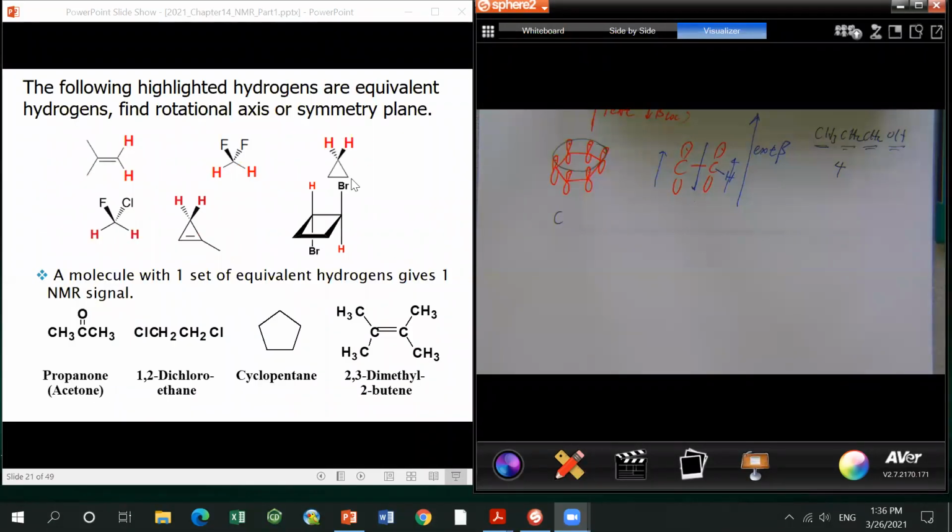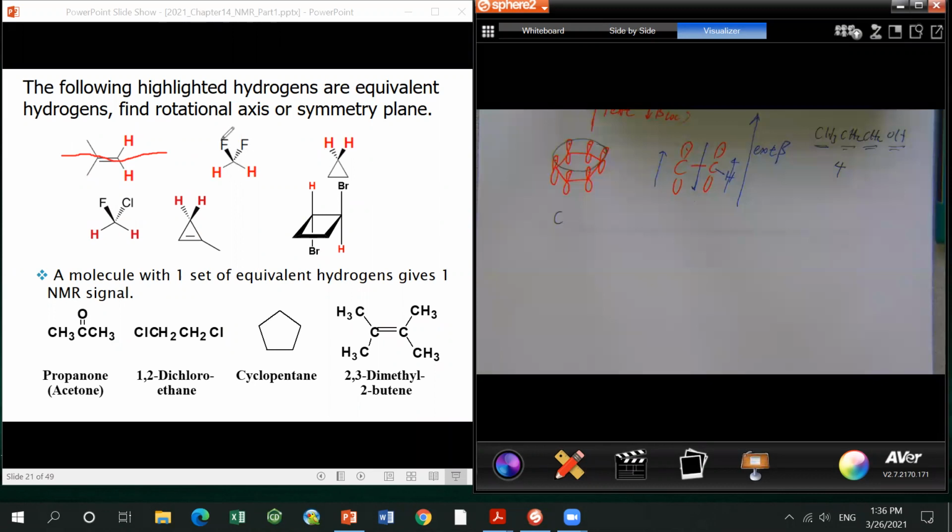Here are more examples, and I bring back the annotation again. These two protons have the same chemical shift because they are related by both a rotation axis and a symmetry plane. All of them cut through here. And same thing for these two protons. These two protons are related by a rotation axis and a symmetry plane.